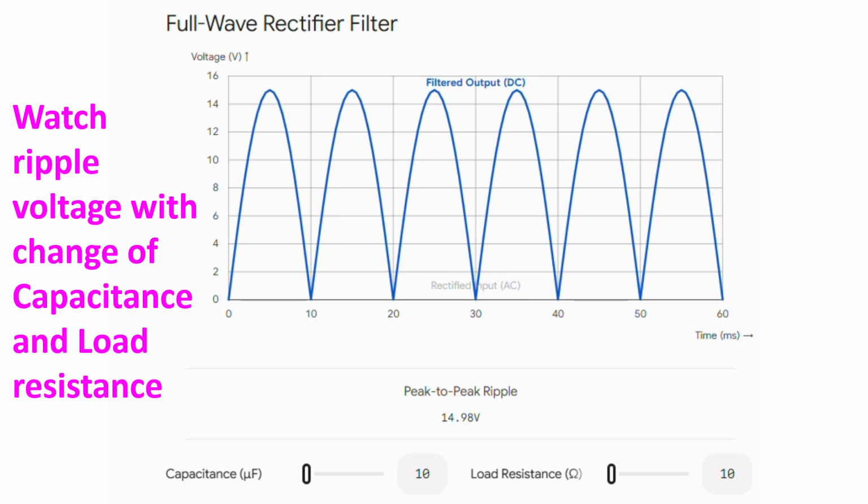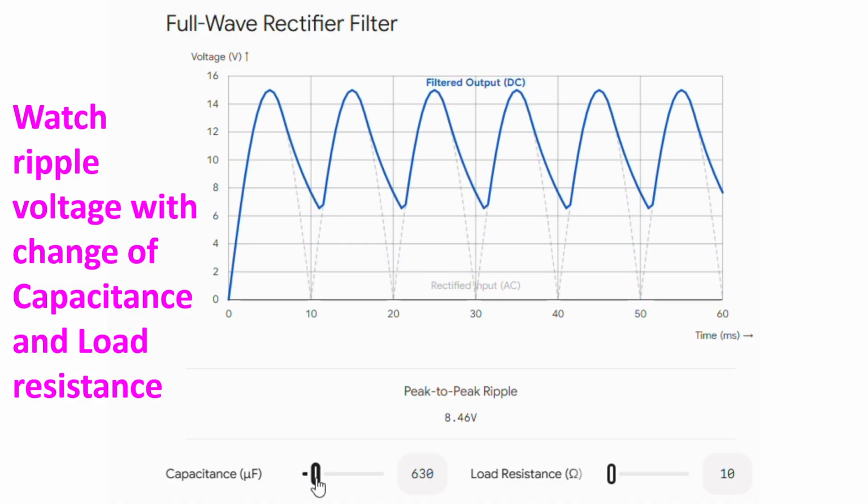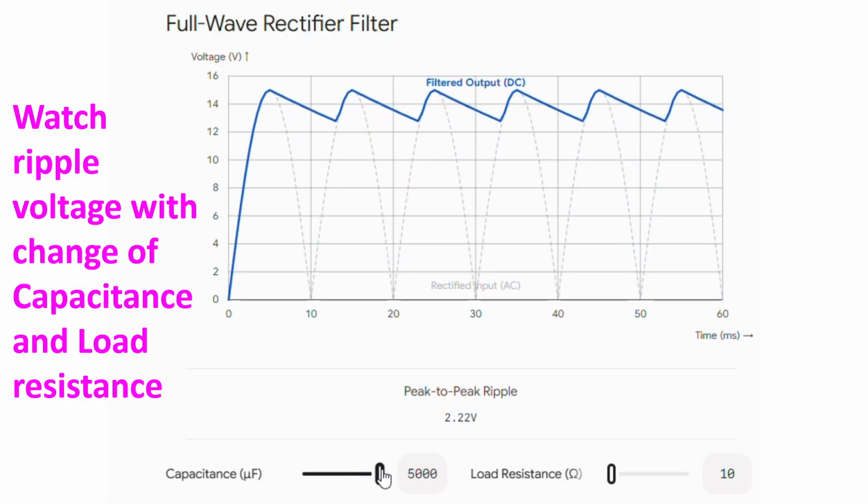Here is an interactive demo of the filtering process in a full wave rectifier. You can see that there are pulses going on, which will be twice the frequency of the AC which is being rectified. We are starting with a simple 10 microfarad capacitance and load resistance of 10 ohms. Hardly any filtering is there. Now we are increasing the capacitance. See, filtering is occurring. And when the capacitance is 5000 microfarad, fairly good filtering.